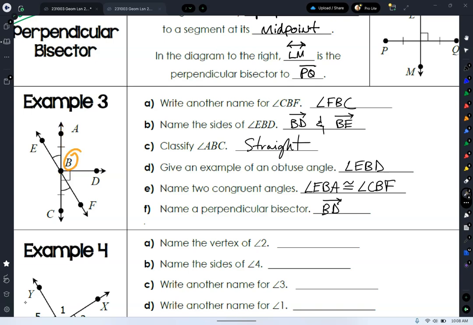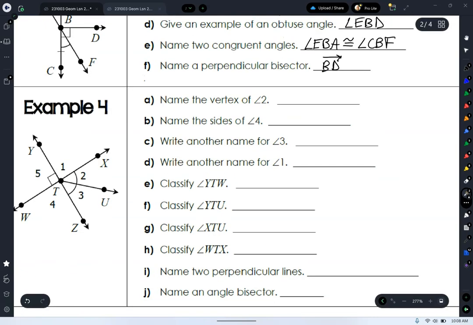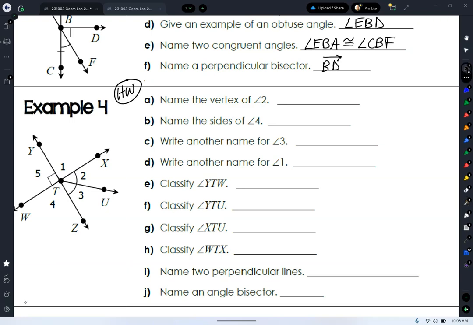And that's actually going to lead us into what we need to talk about next. So this is a must-do homework for you right here. Example 4. Moving on.